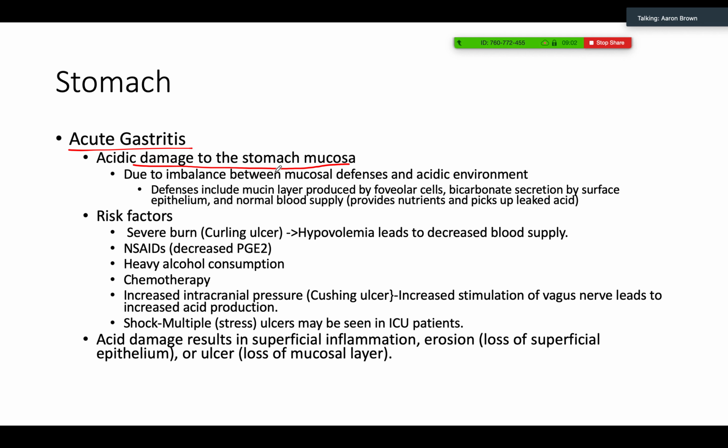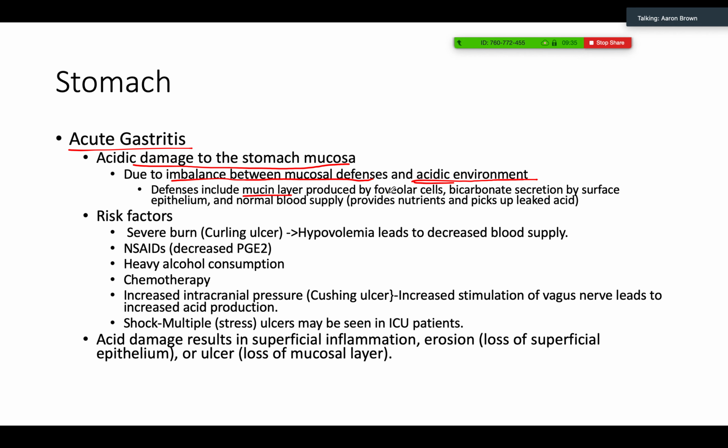We call that acute gastritis. Acute gastritis happens whenever there's an imbalance between the mucosal defenses, meaning mucus, meaning any protective lining that the stomach has, and the acidic environment. We want to have a good, strong acidic environment because that's how we're going to start breaking down some of the proteins. That's how we're going to kill some of the bacteria and viruses that are in the food that we eat. We need that very strong acidic environment, but we also need defenses.